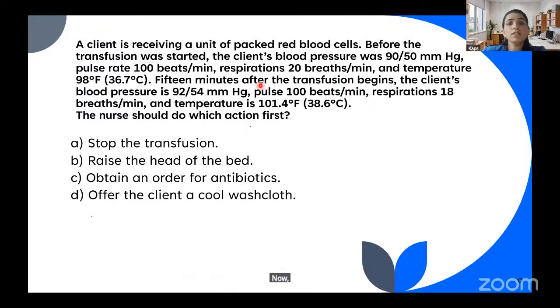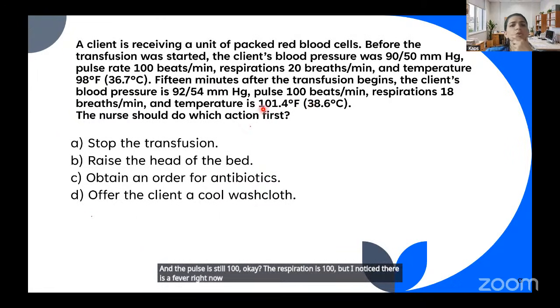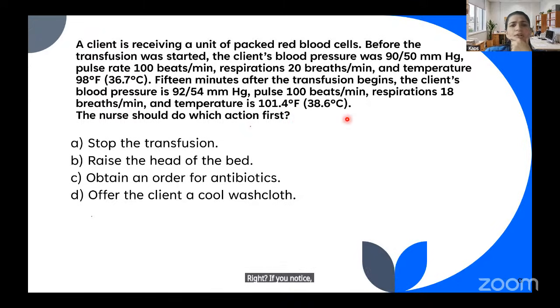Now, 15 minutes after the transfusion begins, your client's blood pressure is 92 by 54. Then you compare with the previous one, and the pulse is still 100. Okay. The respiration is 100. But I notice there is a fever right now. And this is also one of my main keywords before the last line, right? If you notice a fever, right? And it's already 15 minutes, the transfusion reaction has started.